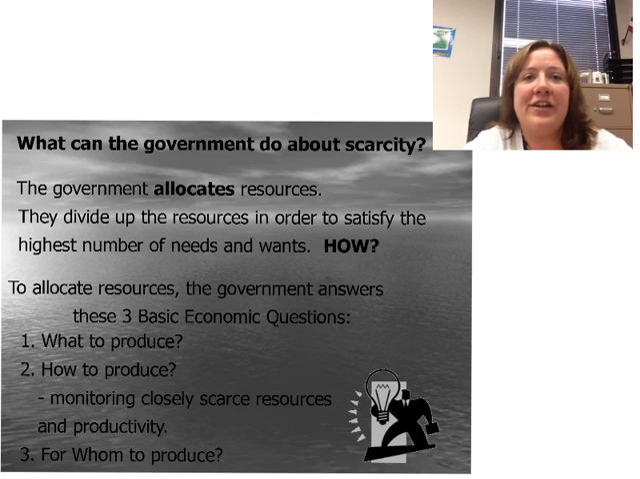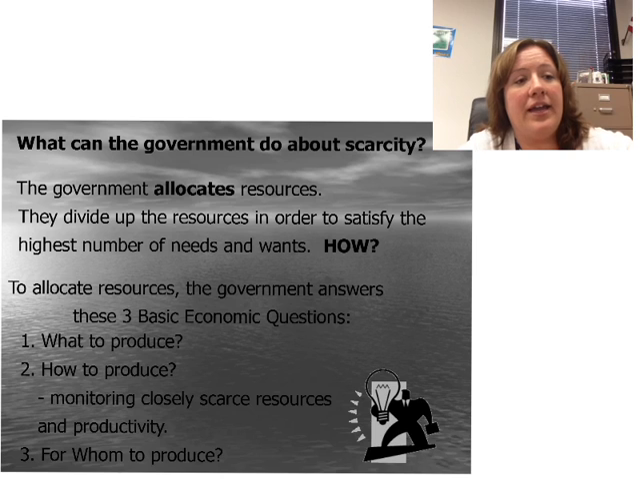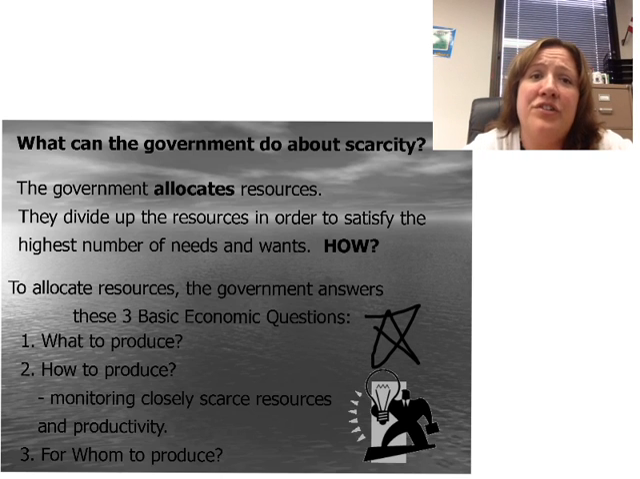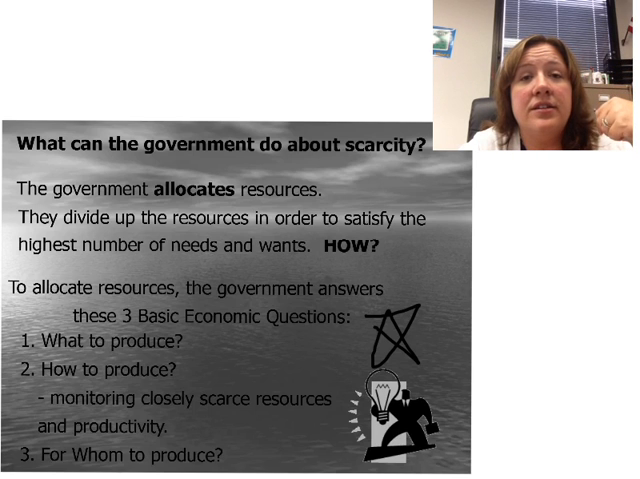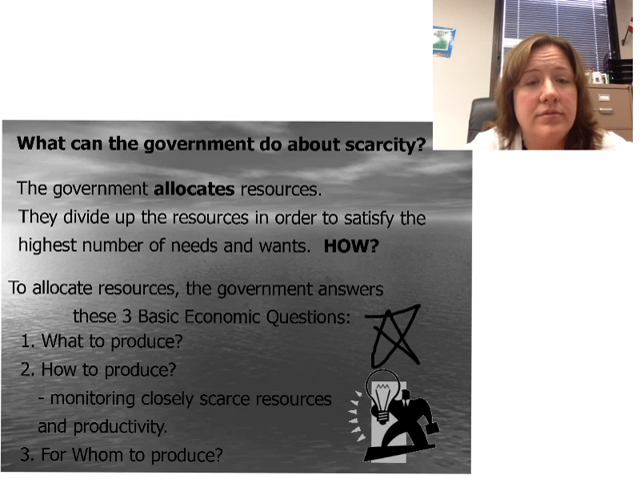And in order to figure out how that's best accomplished, the government answers three basic economic questions. So make sure you get those down right there. That's one of those things that'll be on your final exam. Really important. The three basic questions that every government answers, not just ours, is: what should we produce? We need to produce so that it meets the highest number of needs and wants. We only have a limited amount of resources, so what are we going to make with these resources?